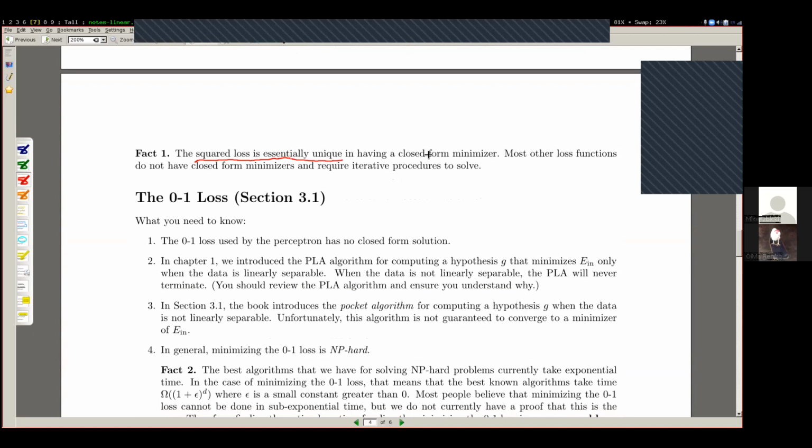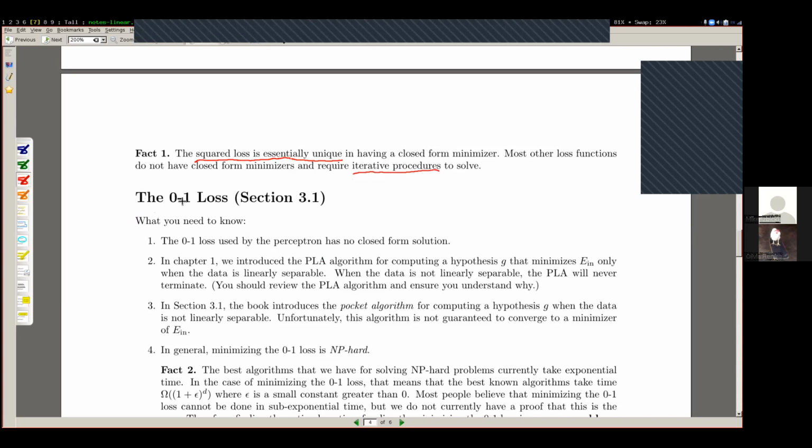All other loss functions that at least people care about in practice do not have closed form solutions and require an iterative procedure to solve. It also turns out that anything that does have a closed form solution is basically just the squared loss in disguise somehow. So in some deep philosophical sense, it is the only possible problem that has a closed form solution. And by closed form, I mean there's just a mathematical formula that you can run and compute it. Every other possible problem, you must do some sort of iterative procedure, some sort of more complicated algorithm to solve.